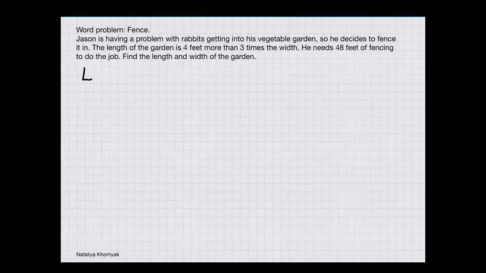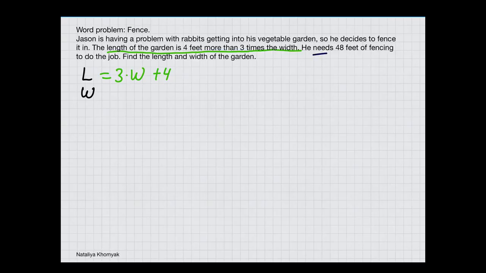So we have length and width. You can assign x and y variables to this, or just leave L and W as is and count them as your variables. Now, what do we know? We are told that the length of the garden is 4 feet more than 3 times the width. So length is equal to 4 feet more, so that's plus 4, 3 times the width. And that's our length in terms of width.